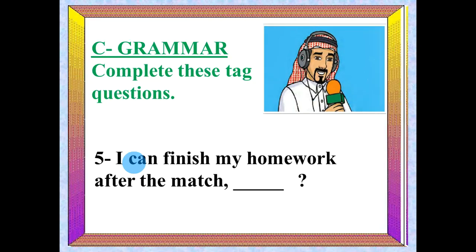Question number 5. I can finish my homework after the match. Yes, look for the auxiliary verb. Yes, here we have can. Can here is in an affirmative sentence, so we transform it into a negative question. Can becomes can't, followed by the subject I, so the answer is, yes, great, can't I?